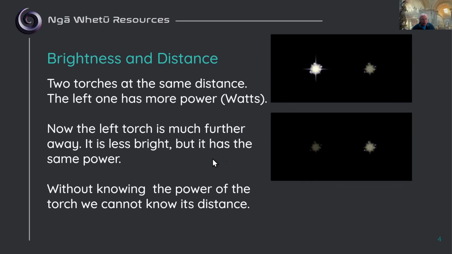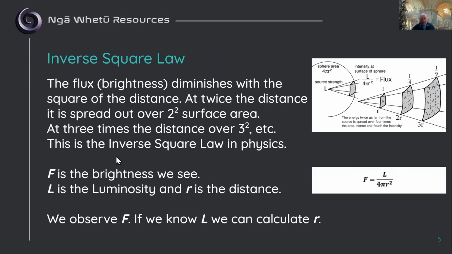But if we do know the wattage of the light bulb, and in the case of stars, if we know the luminosity of the star, then we can figure out the distance. So then you have a relationship between distance on the one hand and the brightness as we see it, as well as the luminosity of the star on the other hand. This relates to the inverse square law.